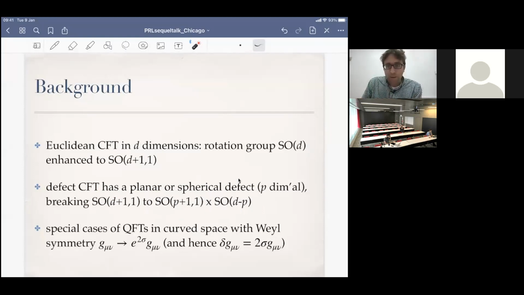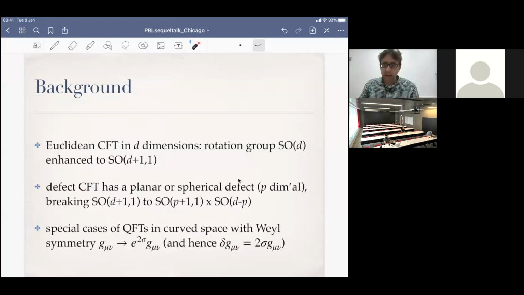So a defect conformal field theory is something which has the symmetry group, and maybe the defect could be planar, maybe it could be spherical, although for the purposes of today's talk, just think of it as a planar or some kind of line or surface defect. And now I want to think further about these defect or boundary conformal field theories as special cases of quantum field theories in some curved space.